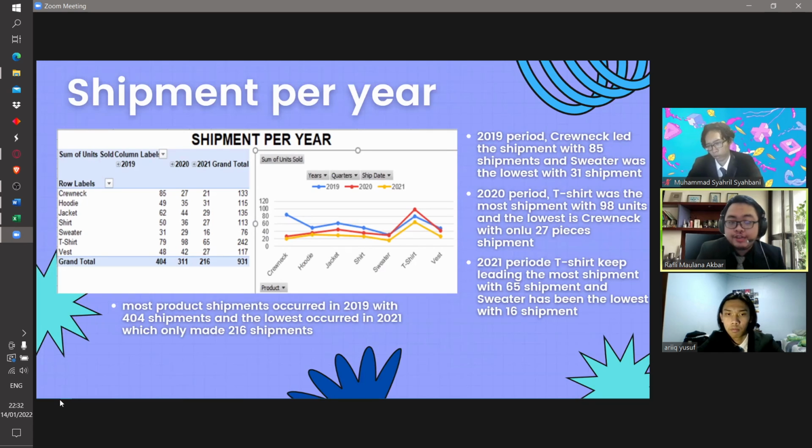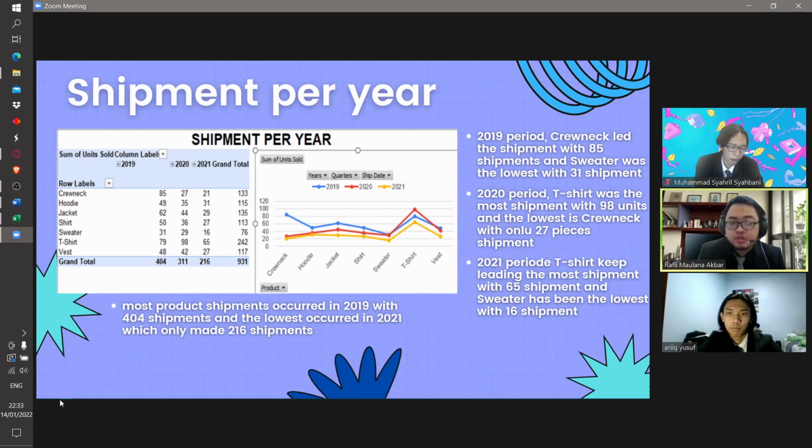Most product shipments occurred in 2019 with 404 shipments, and the lowest occurred in 2021, which only made 216 shipments. In the 2019 period, crewneck led the shipment with 85 shipments, and sweater was the lowest with 31 shipments.